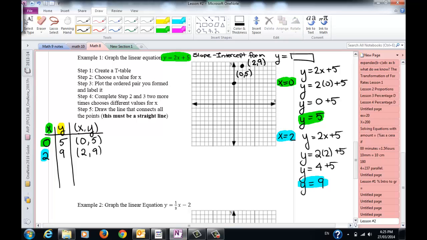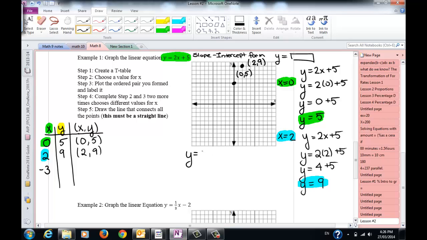Alright, now we need one more point, and the reason why we need 3 is because if we make a mistake, then our line is all wobbly. So let's choose one more, let's choose a negative. That kind of will help us, because if I choose another positive, I'm going to end up off my graph. So try and choose a 0, a negative x, and a positive x. So we haven't done a negative yet. So I don't know, it doesn't matter. Let's just choose negative 3. I think that will fit still.